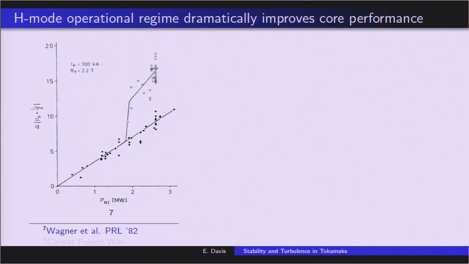But they found out if they tweak the plasma and it's shaped just right, there's this minimum power threshold where the behavior bifurcates, and you get this huge jump in pressure and also a corresponding increase in the energy confinement time. And this is so important that it is now the baseline operational regime for all future reactors.